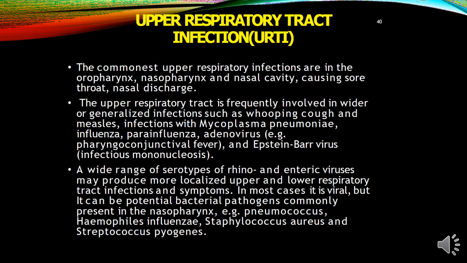A wide range of serotypes of rhinovirus and enteric viruses may also produce localized upper or lower respiratory tract infection and symptoms. In most cases, the viral infection predominates, but there can also be potential bacterial pathogens commonly present in the nasopharynx, for example pneumococci, Haemophilus influenzae, Staphylococcus aureus, and Streptococcus pyogenes.